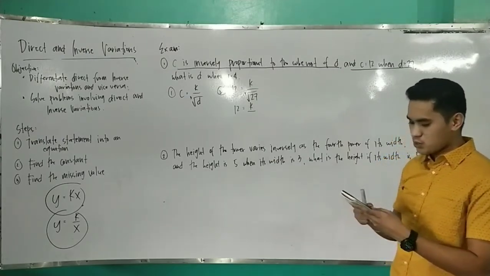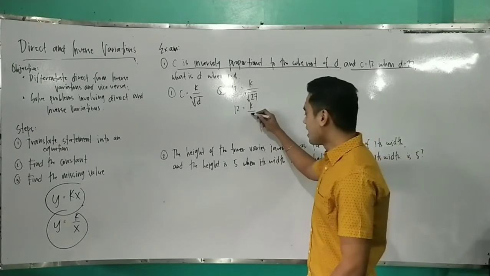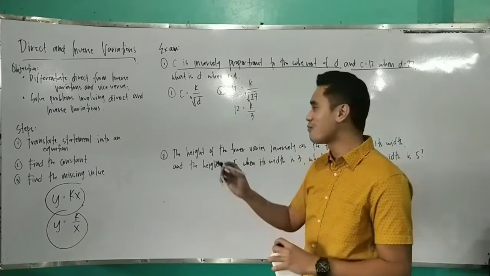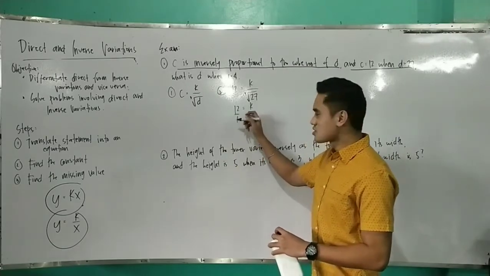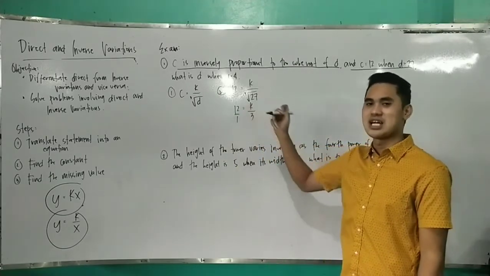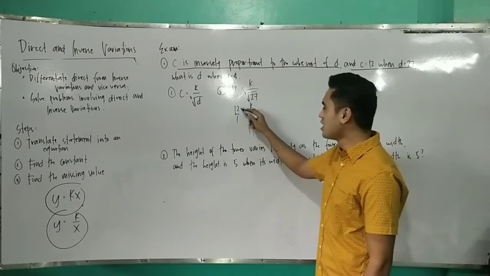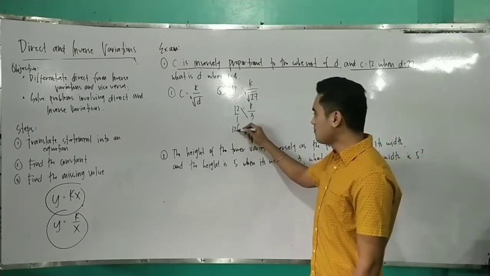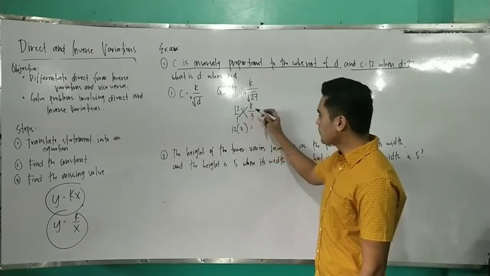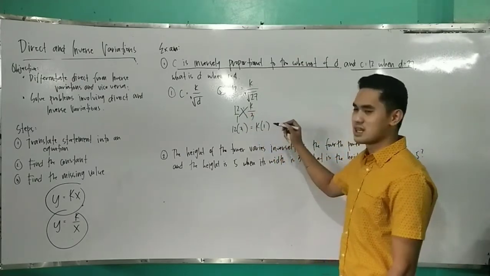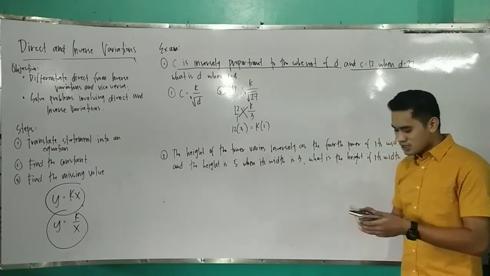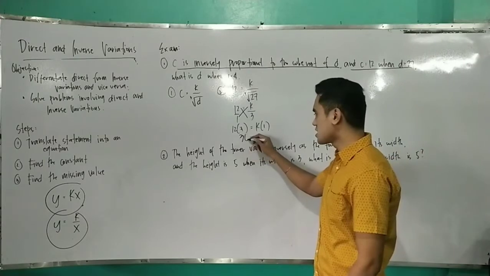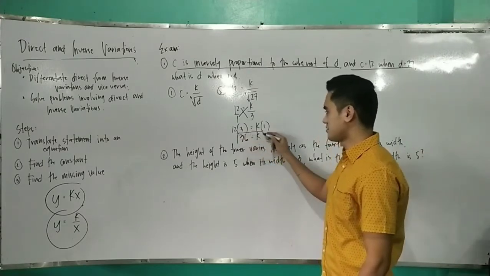So, ang cube root ng 27 ay 3. Ayan. Then, sa basic algebra, yung whole number automatic may denominator na 1. So, since na ito ay may equal at sila ay naka-fraction, pwede tayo mag-cross multiply. So, 12 times 3 is equal to K times 1. Ayan. So, meron tayo dyan 36 is equal to K.